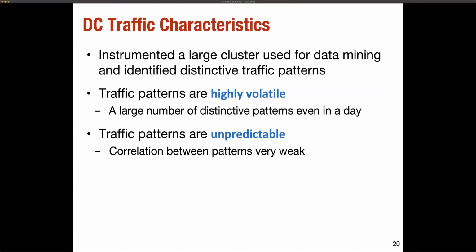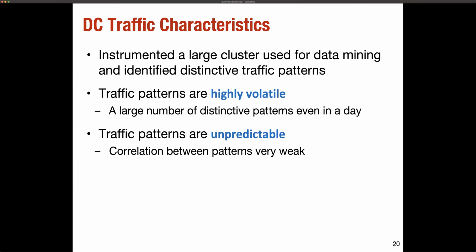One, the traffic patterns are highly volatile, right? This is something we were discussing earlier as well, with these map reduce type applications. There is a lot of volatility in the demands, the data transfer that is going on between multiple servers. So there is a large number of distinct patterns even in one day. You can't really cluster them into, okay, this is pattern one, this is pattern two, and these are the only two patterns you will see in the entire network. During a day, many different patterns will come out depending on what type of application is running, what type of input is coming in.